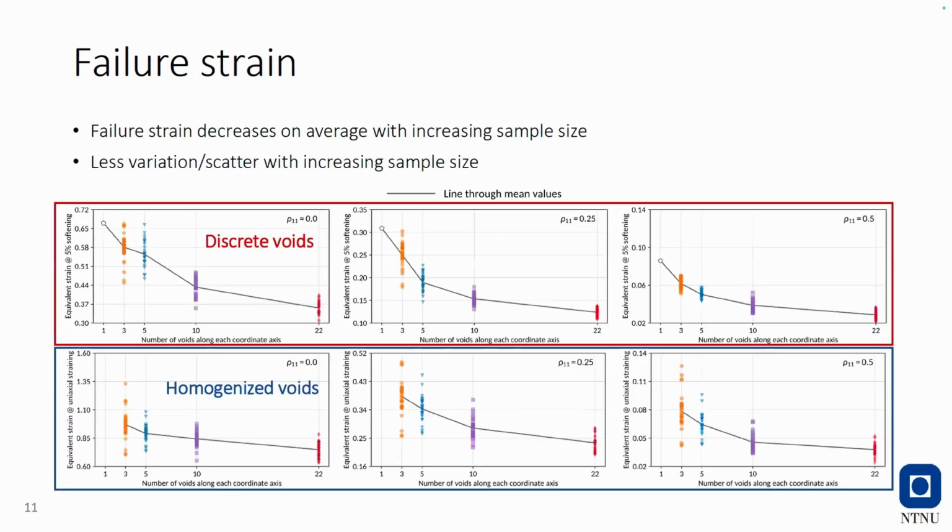Okay. Now for the failure strain, we can see that it will decrease on average if you increase the sample size. And also, it seems that the scatter is less when you draw more voids, which intuitively makes sense. Another thing is that qualitatively speaking, the two types of approaches give the same results, right? So if you discretize the voids, you have millions of elements, or you have just a few elements using homogenized voids, you get more or less the same type of results.